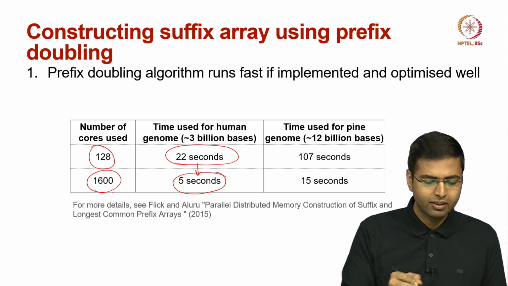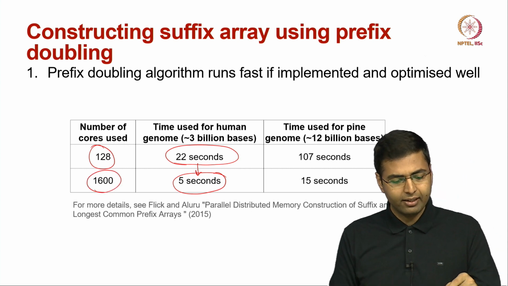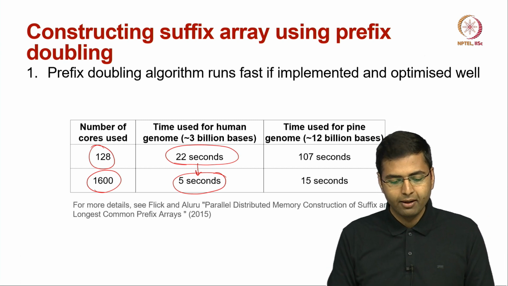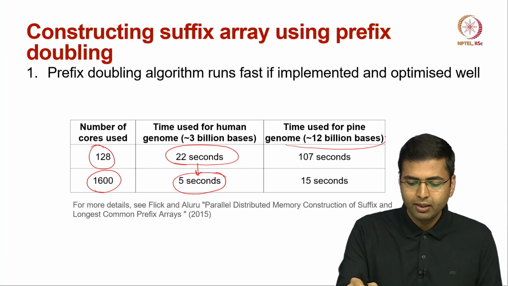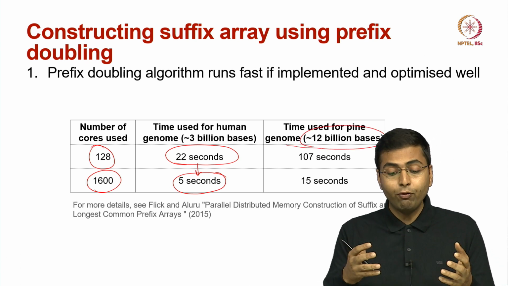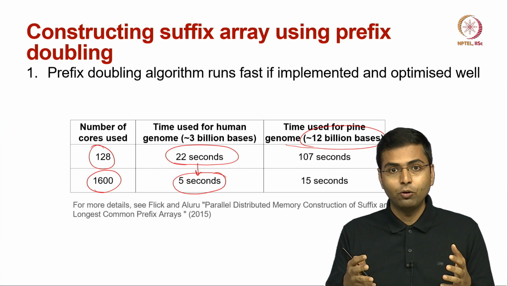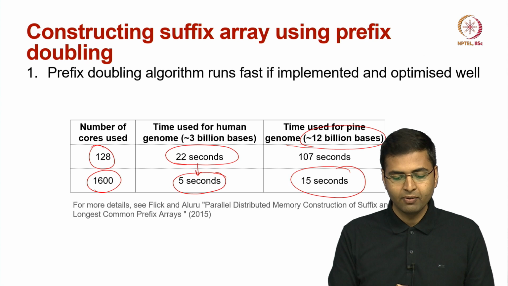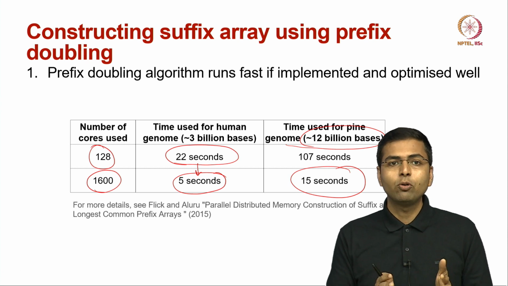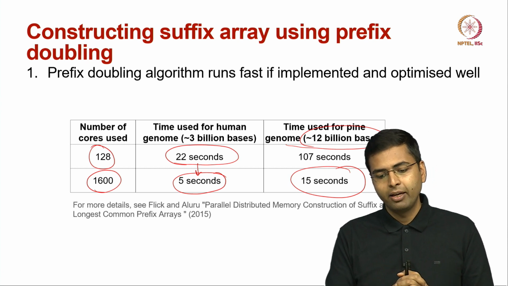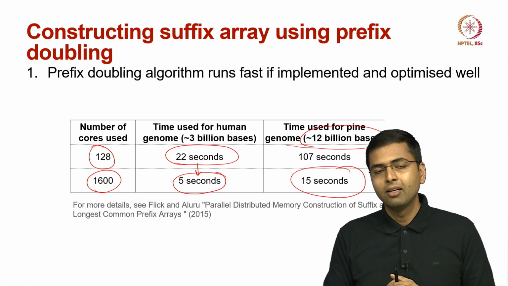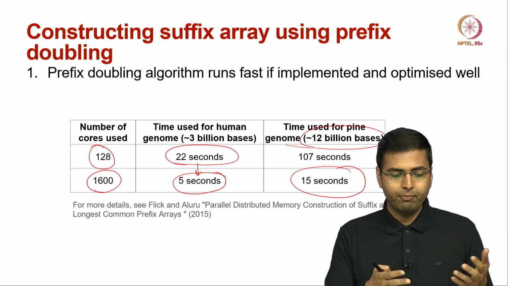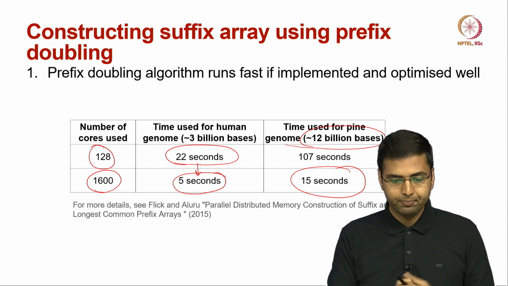That runtime further comes down to 5 seconds if they are able to use a larger system. So, on 1600 cores they are able to efficiently run the algorithm and construct the entire suffix array in only 5 seconds. Similarly, if I look at the Pine genome, the sorting of all 12 billion suffixes of the Pine genome takes only 15 seconds using 1600 cores. So, this is just to convey that the algorithm that we are going to study to build this suffix array is actually very fast in practice as well, and therefore it is important for real world implementations also.